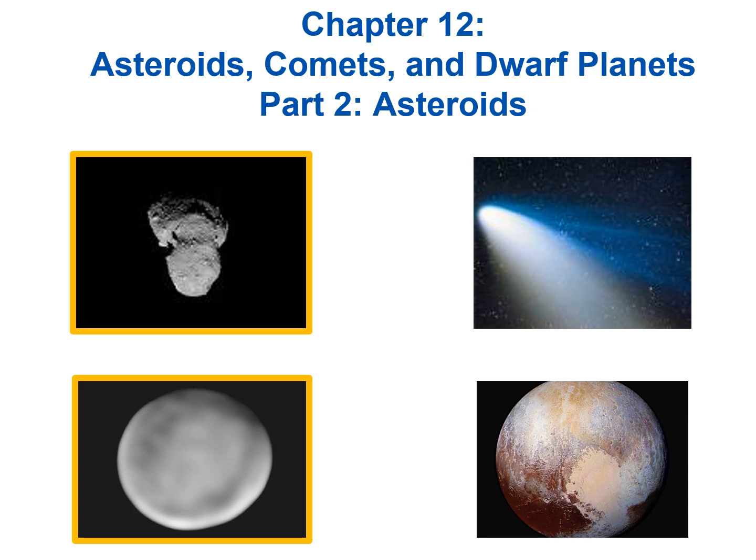Welcome back. This is part 2 of chapter 12. In chapter 12, we're looking at small bodies of the solar system: asteroids, comets, and dwarf planets. And in this part 2 video, we will look at asteroids.